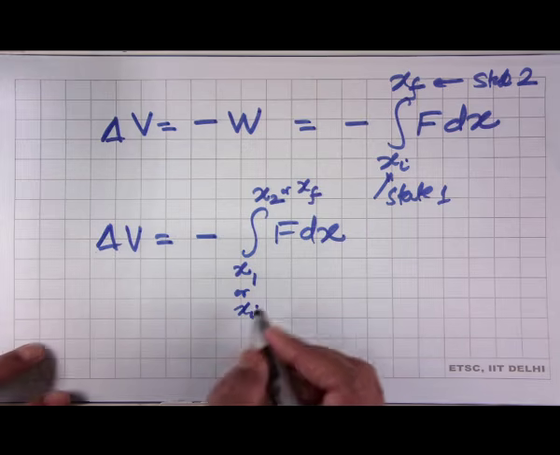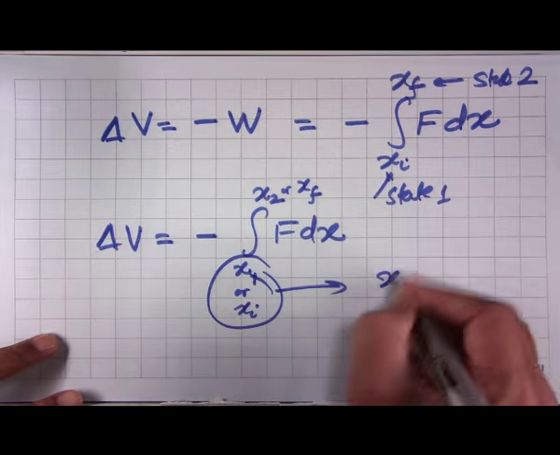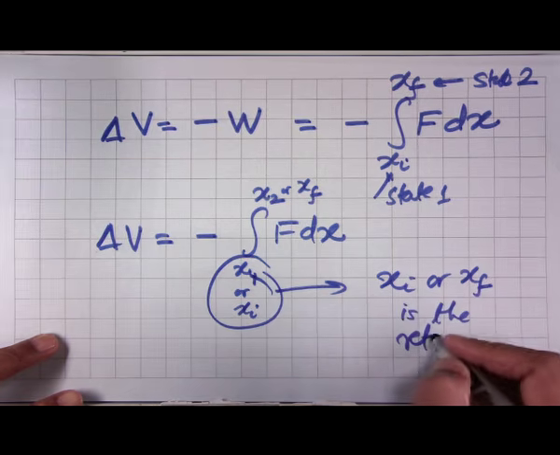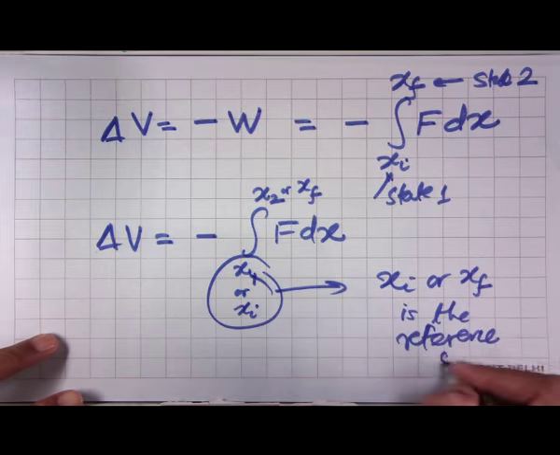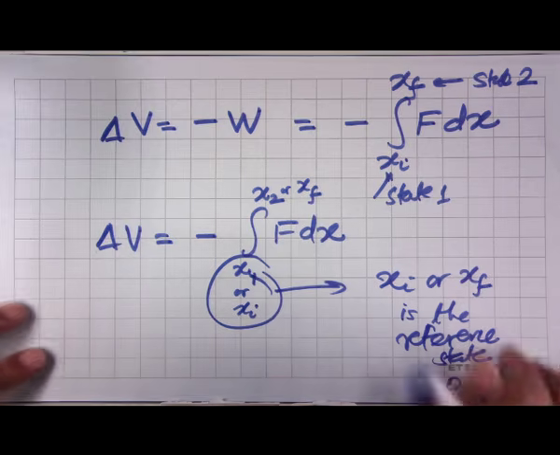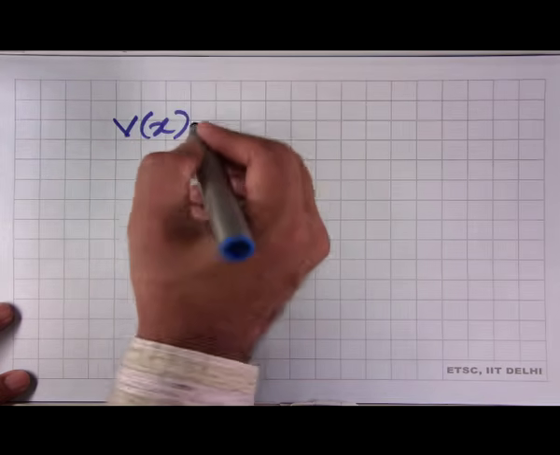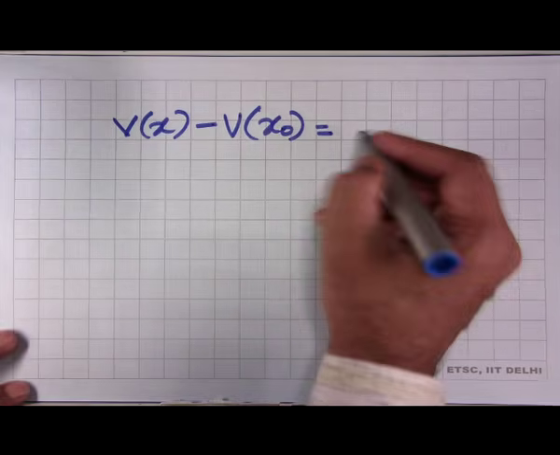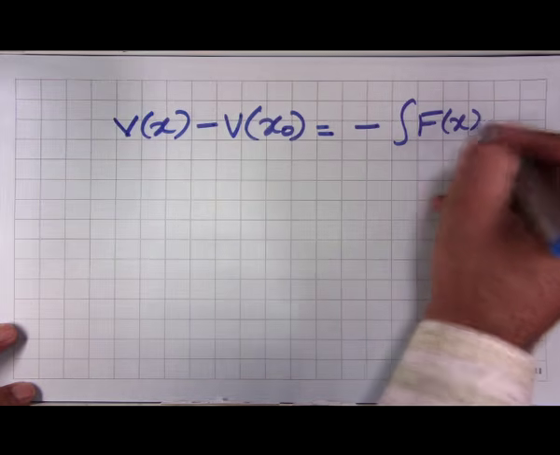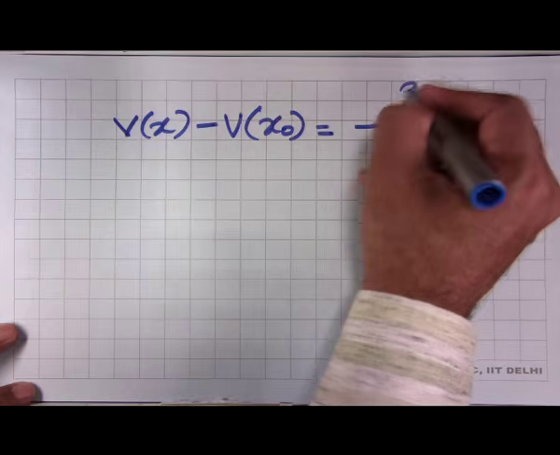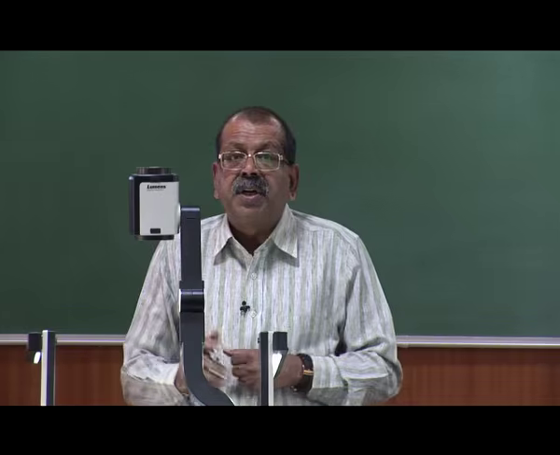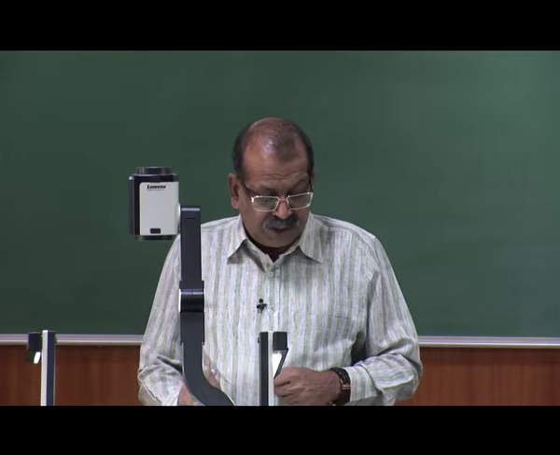Now, if the initial state xi or xf is the reference state, and if we use the symbol 0 for the reference state, then what we can say is potential energy at any x minus the potential energy at x0 will be equal to minus the integral of f of x dx with x going from x0 to x. So, this is how we can define the change in potential energy with respect to a reference state.